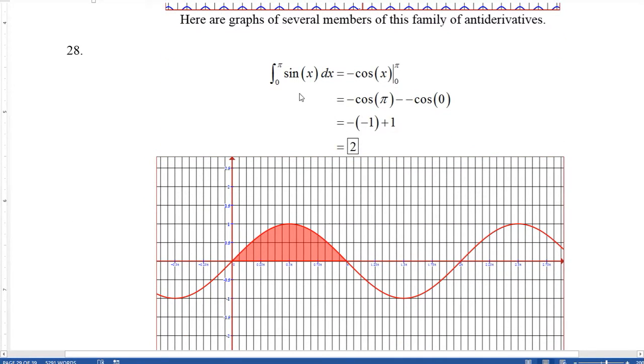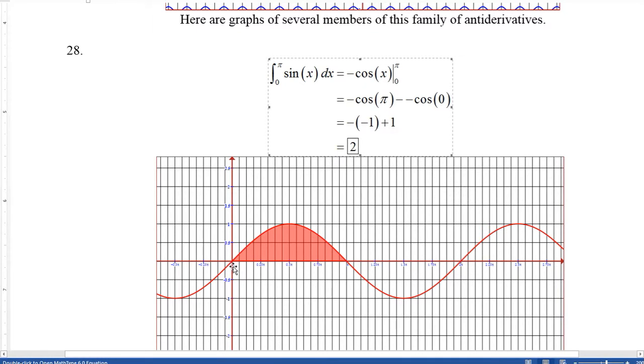Okay, let's look at the next one here. This is a definite integral, so ultimately we're going to get a number. It turns out to be 2, and that represents an area that you see here. So we're integrating from 0 to pi. First of all, let's just see if that makes sense. It is going to be a positive number.